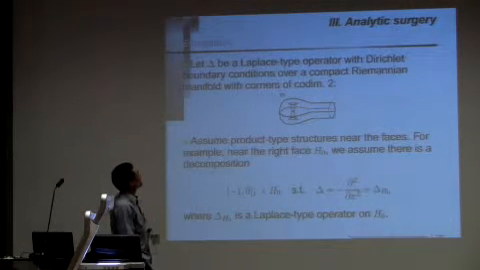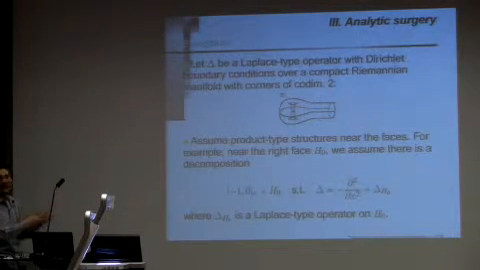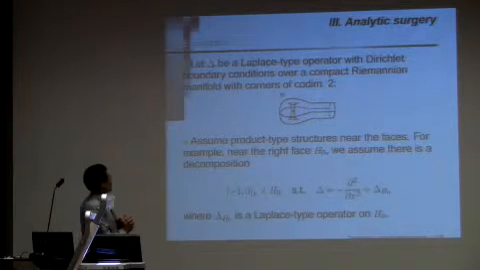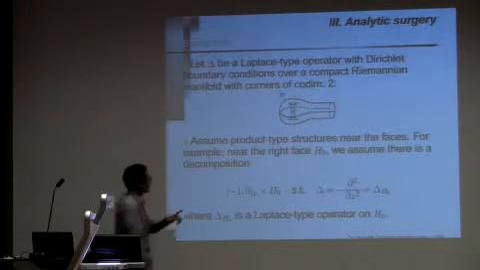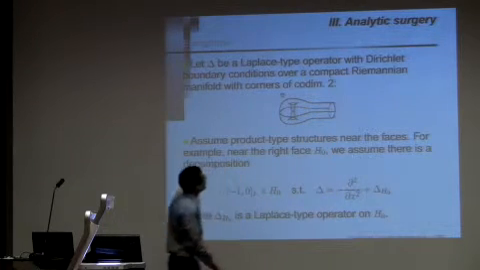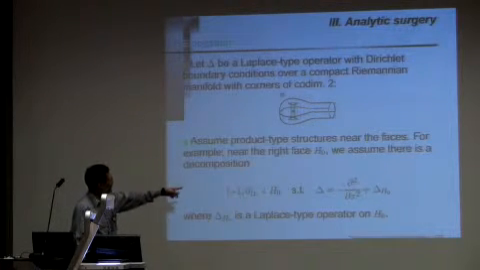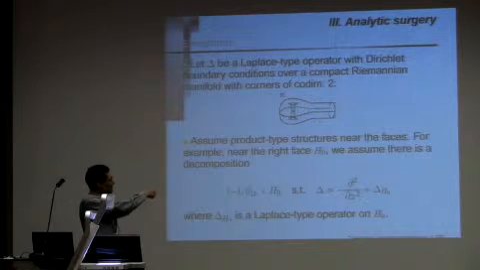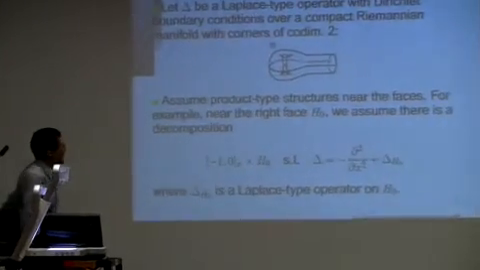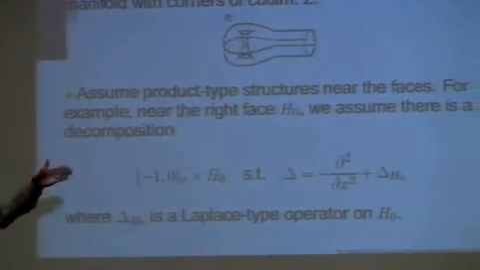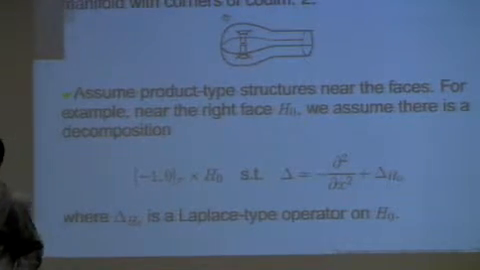So let's consider a Laplace type operator on a manifold with corners of codimension 2. And remember, we're going to assume Dirichlet conditions. To make analysis easier, let's assume product type structures near the faces. So for example, let's call this face H0. And we'll assume that near H0, the manifold looks like (-1, 0) cross H0, where H0 is a manifold with boundary. In this case, H0 is just a disk. And assume that the Laplace type operator is very nice, so it's just a sum of derivatives in X plus a Laplace type operator on the cross section H0.